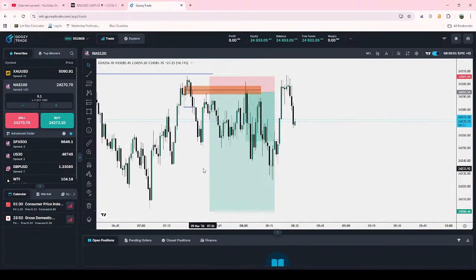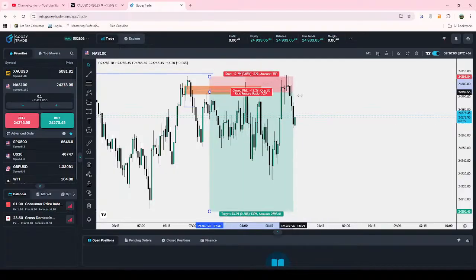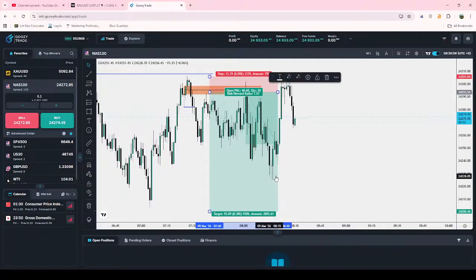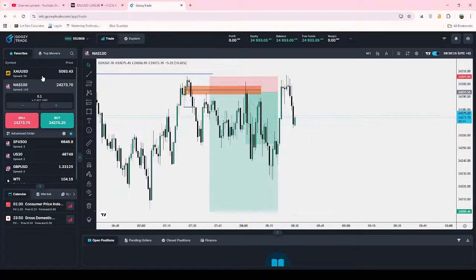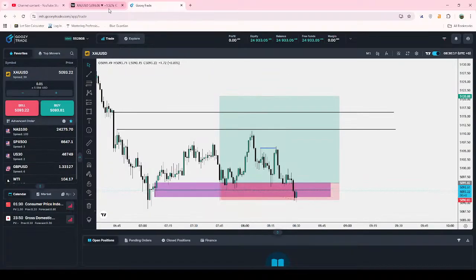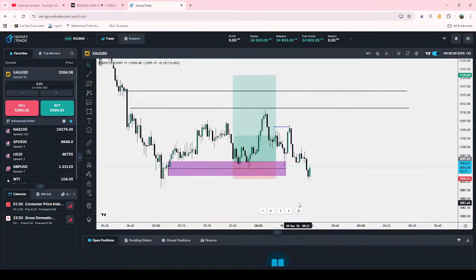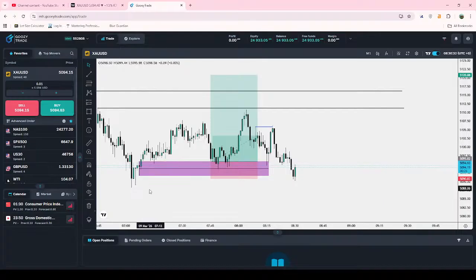Let's see NAS 100. The SL would have also been hit there, but the fact that we would have taken our partial and gone break even would have made this trade a winning trade. Let's see if we can get another trade. Longs. I'm still open for longs.